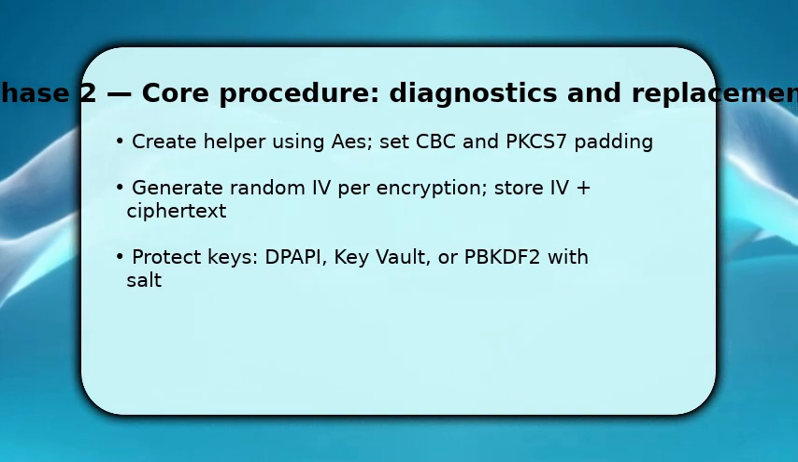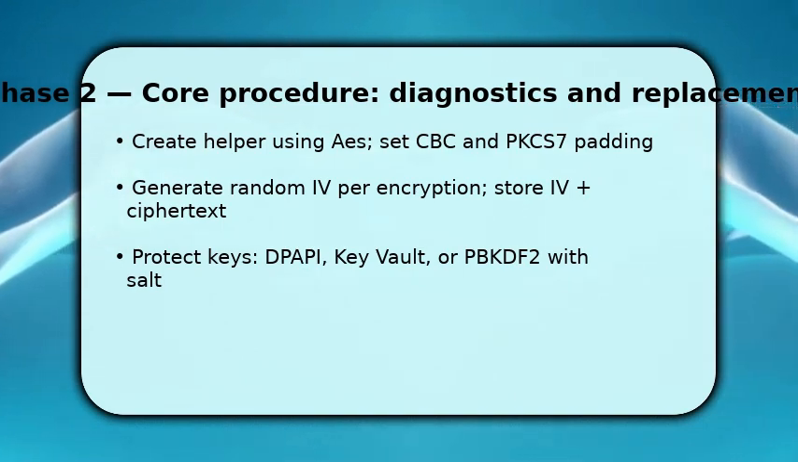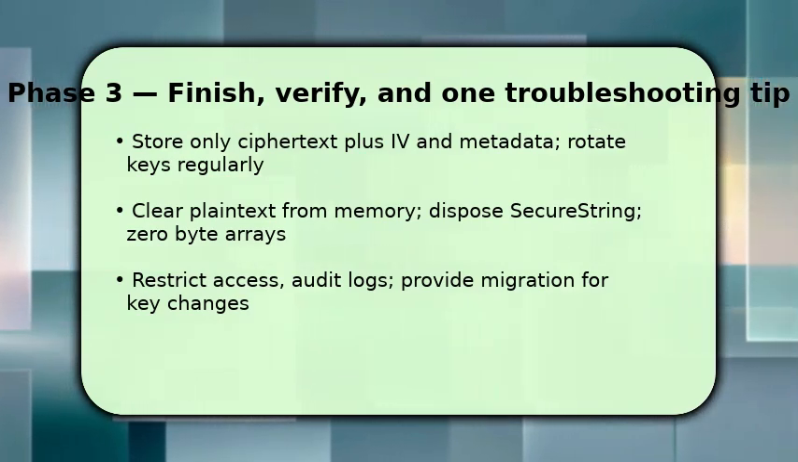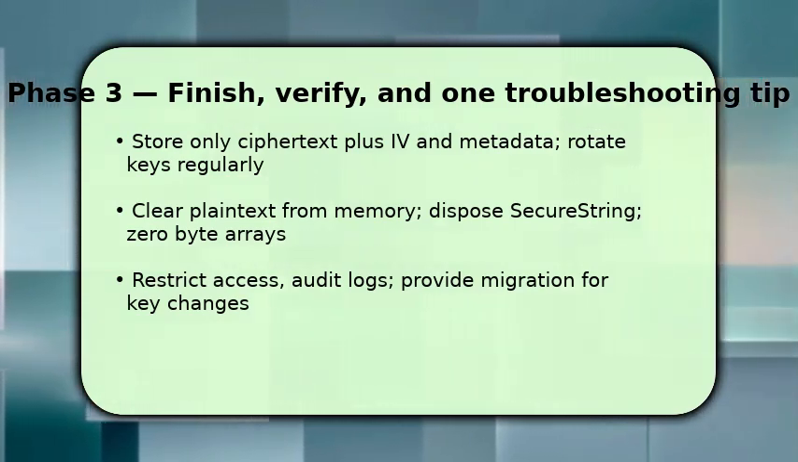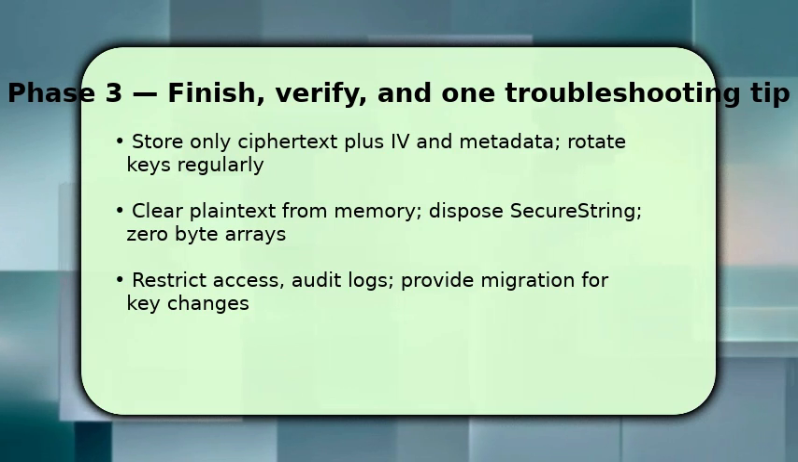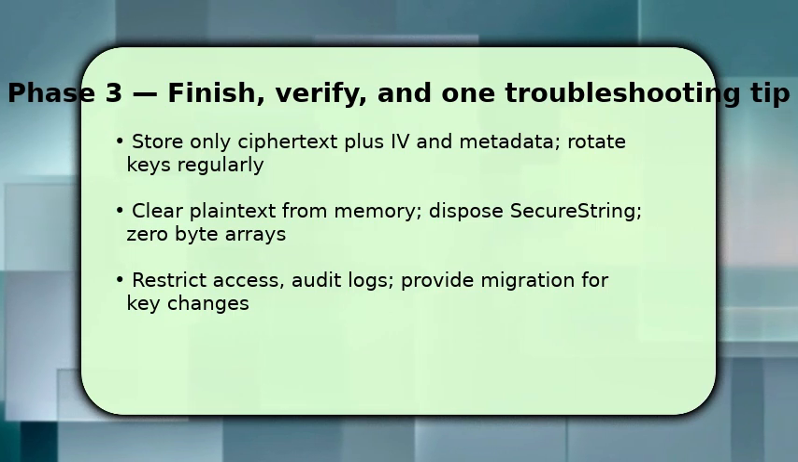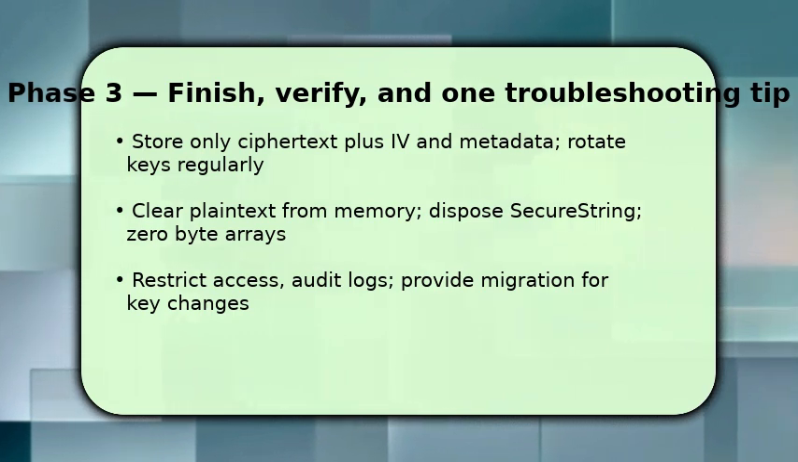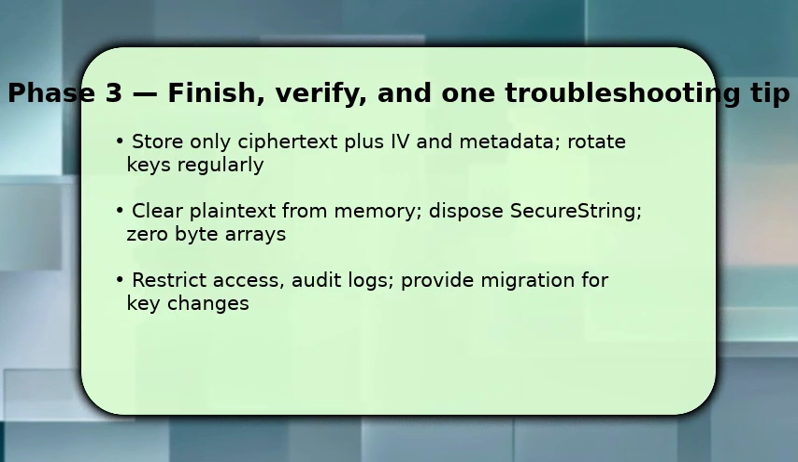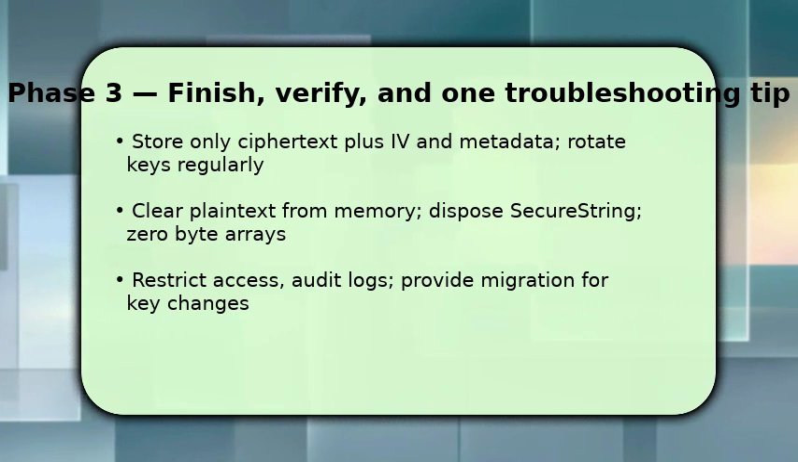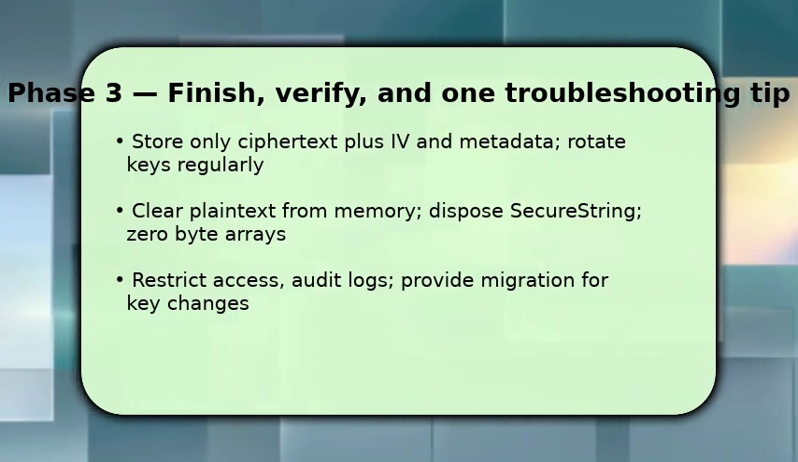Finish by integrating secure storage into your workflow. Save only ciphertext and necessary metadata, such as IV and version. Once integrated, rotate keys periodically and provide migration code to re-encrypt existing entries. Make sure to remove plaintext from memory immediately by clearing buffers and disposing SecureString or zeroing byte arrays. Finally, restrict access with least privilege and audit access logs.